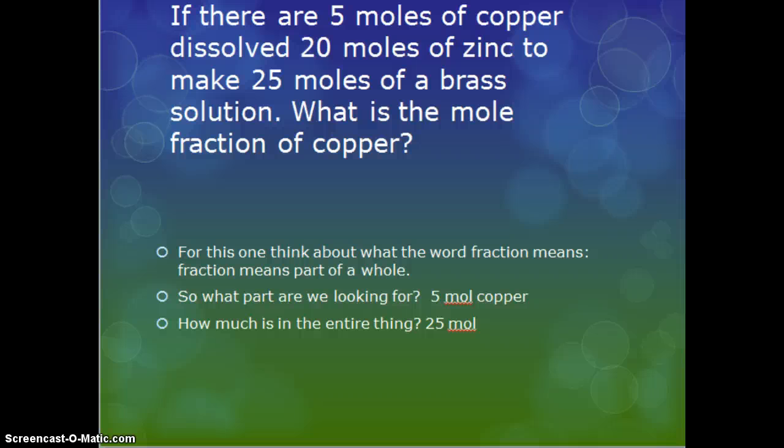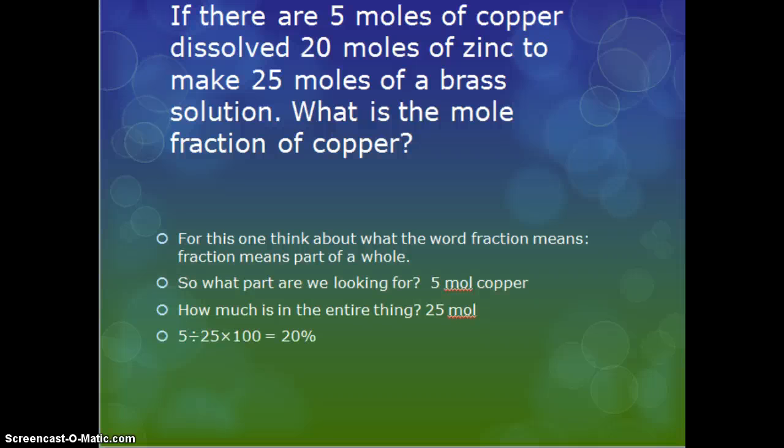And what do we do now? We take 5 divided by 25 times 100 gives us 20%. So 20% is copper.